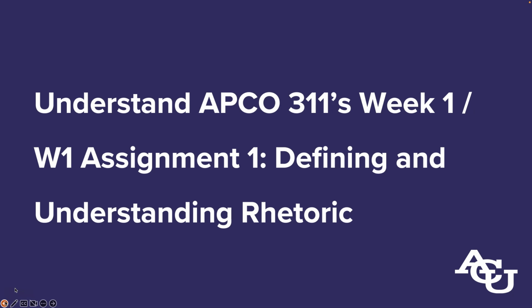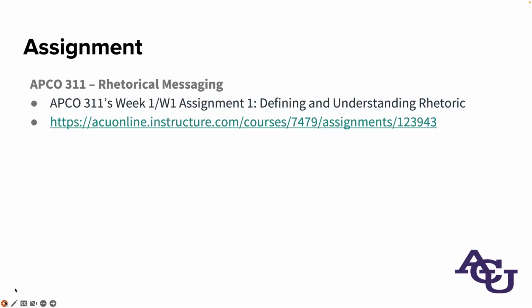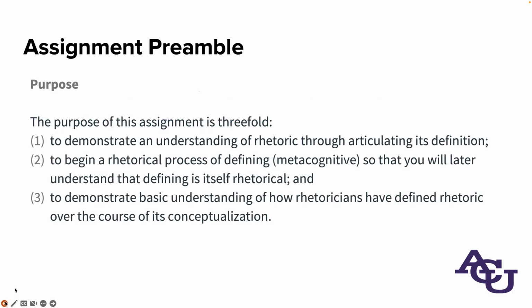All right, let's talk about where this might come up. And so we're going to look at APCO 311. This is from the rhetorical messaging course. The assignment is involving defining and understanding rhetoric. And we see it begins with a preamble. The purpose of this assignment is to demonstrate an understanding of rhetoric through articulating its definition, to begin a rhetorical process of defining so that you will later understand that defining is itself rhetorical, and to demonstrate basic understanding of how rhetoricians have defined rhetoric over the course of its conceptualization.